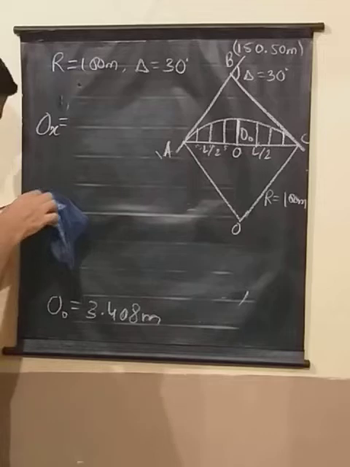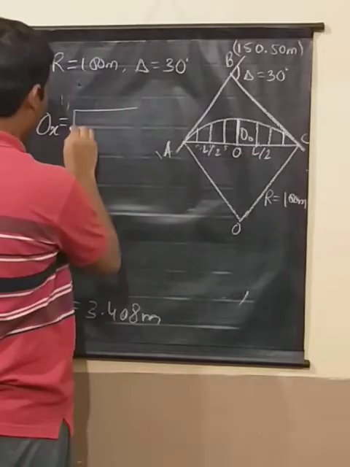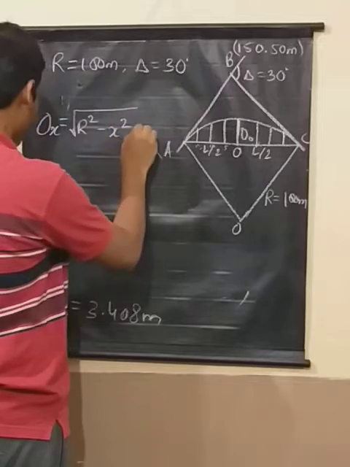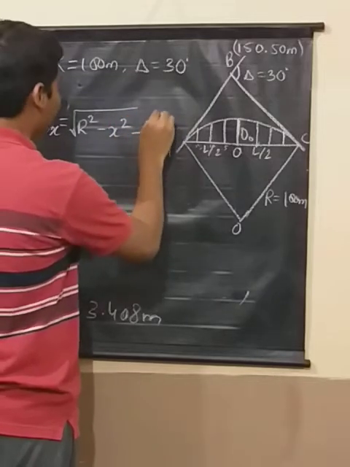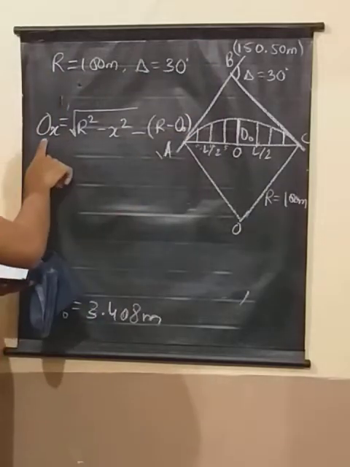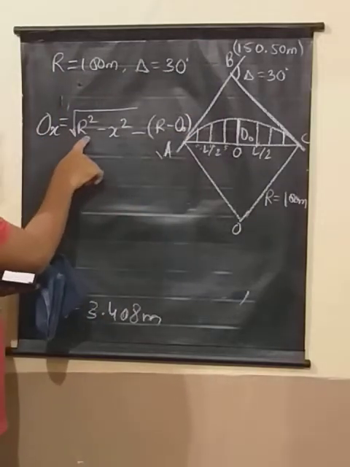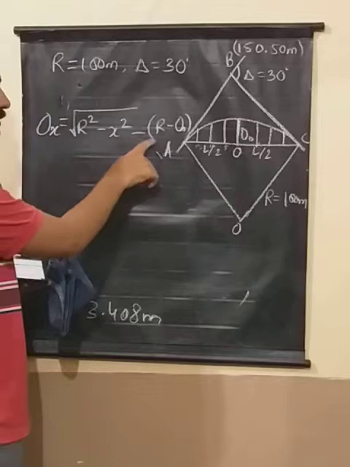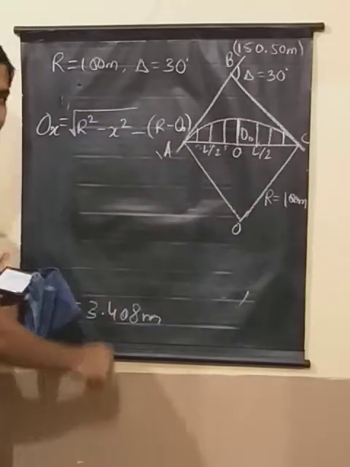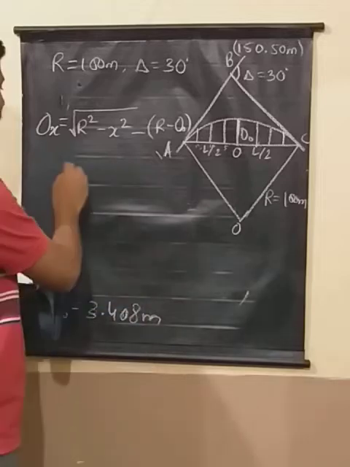So the formula for OX is OX is equal to the square root of r square minus x square, minus (r minus O naught). O naught is the one which you have here, so that is why it is required.